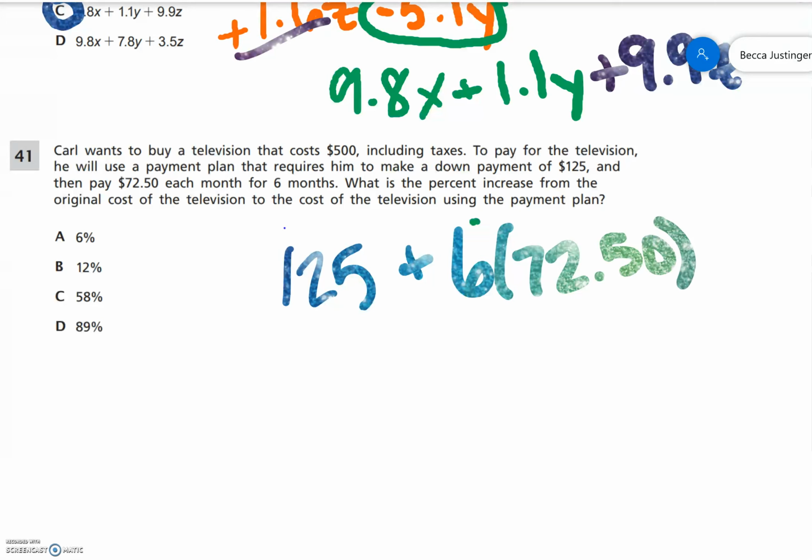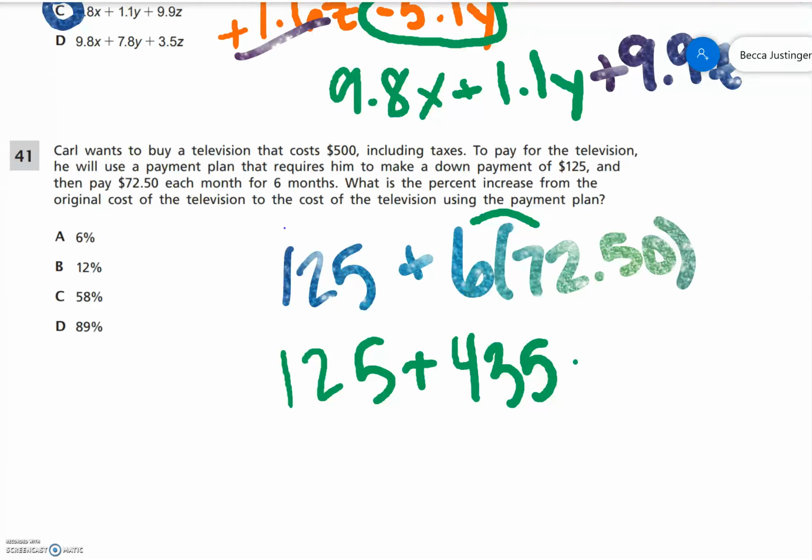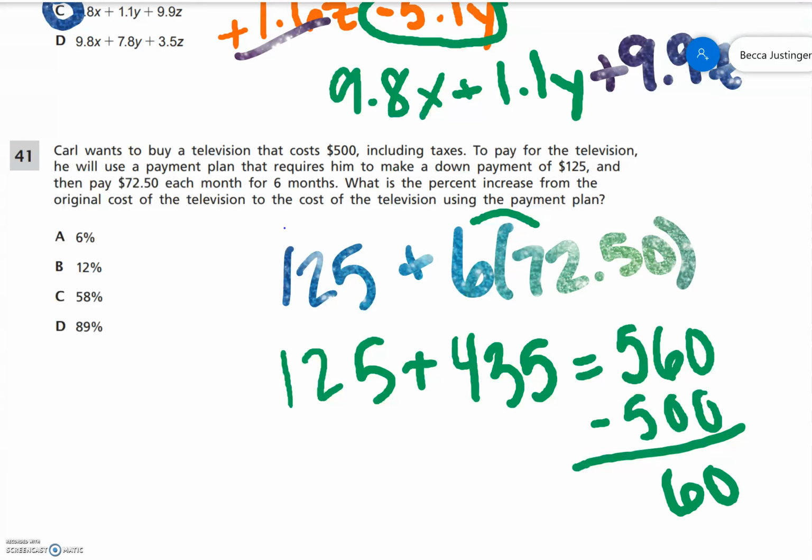So if we do that math, 6 times $72.50, PEMDAS, so we have to multiply first. So we do 6 times $72.50 equals 435. Then we add those together. That's going to give us $560. Meaning if you use the payment plan, you actually end up paying $60 more, because $560 minus the price of the television, $500, is $60.